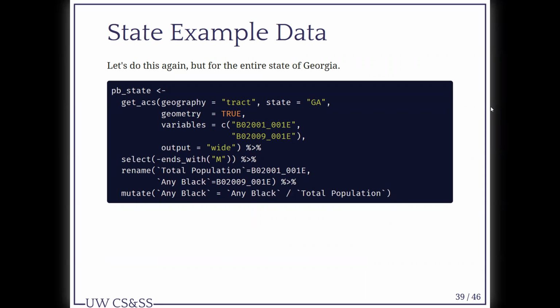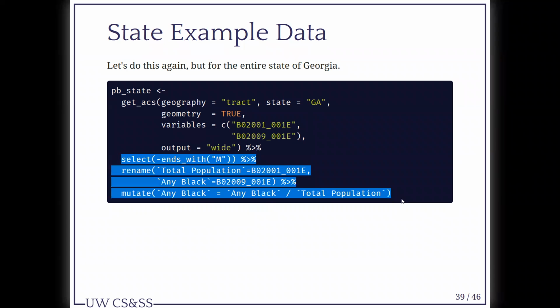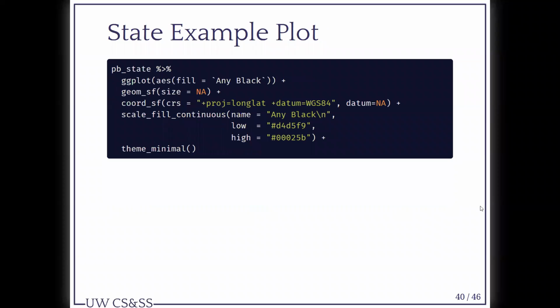Okay, so let's try this again. We're going to use my whole home state of Georgia. So we're going to assign to the PB state object the get ACS function at the tract level for the state of Georgia. Geometry equals true, so we can get our simple features. Those same variables and outputs wide. And we're going to do the same sort of calculations to get this percent any black figure.